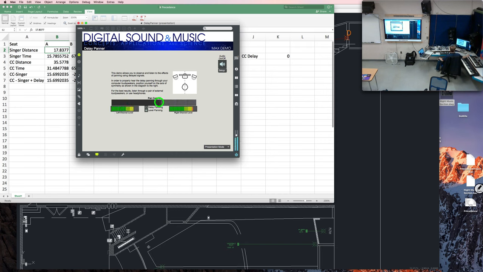Now I'm going to do it a little bit differently. I'm going to pan it to the left. So it should sound like it's coming mostly from the left now, but notice the sound is coming equally out of both loudspeakers still. Now I'm going to pan it over to the right. Now it should sound like the sound is mostly coming from over to the right, but the sound is actually coming equally out of both loudspeakers. Are you hearing that?